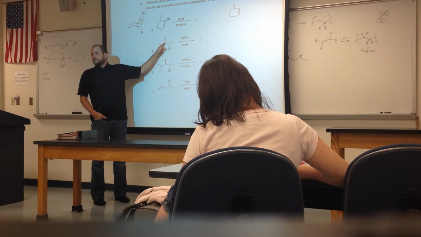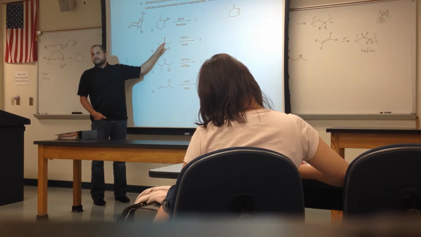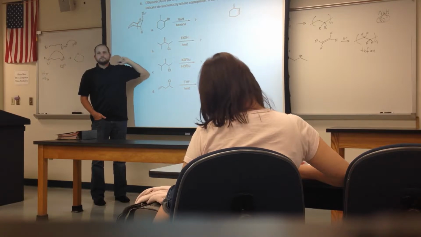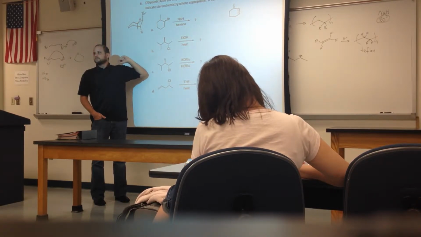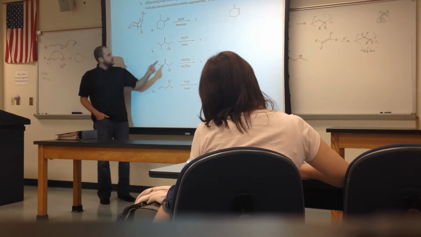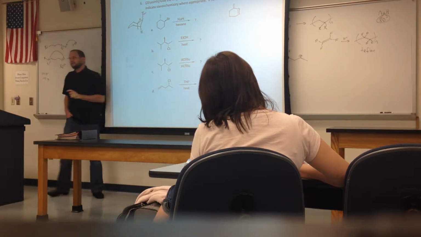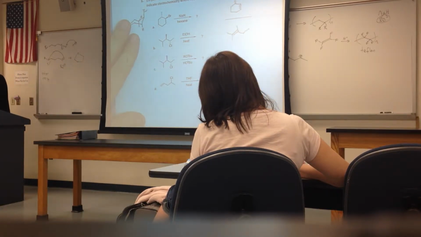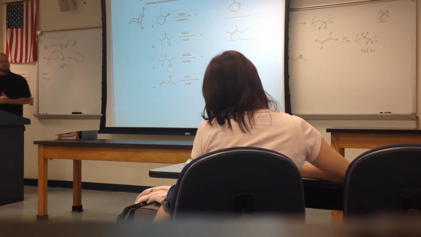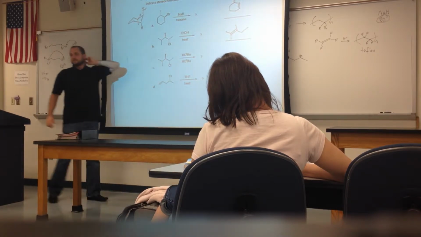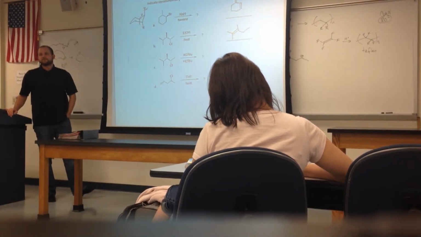And anytime we have an E1 elimination, what's it favor? Zaitsev or Hoffman? Zaitsev. So do we eliminate to the left, to the right, or up? To the left, because that's going to give us a tetra-substituted double bond. To the right would give us tri-substituted, and up would give us di-substituted. So it's going to eliminate to the left, giving us the double bond over here. Good?